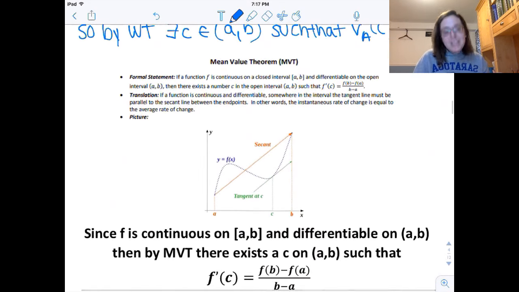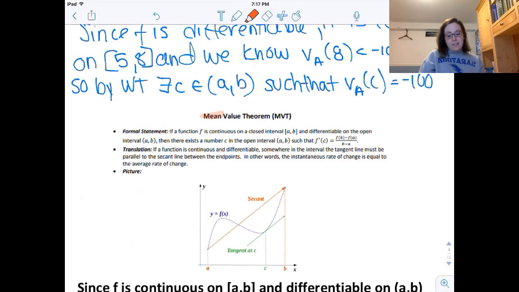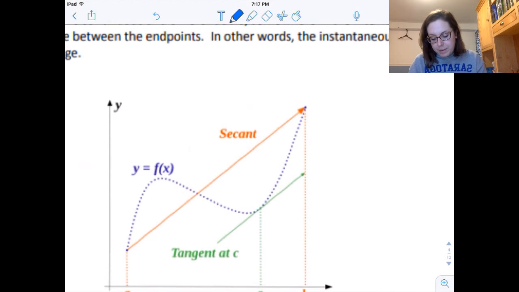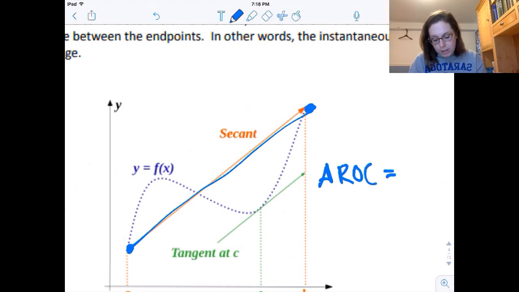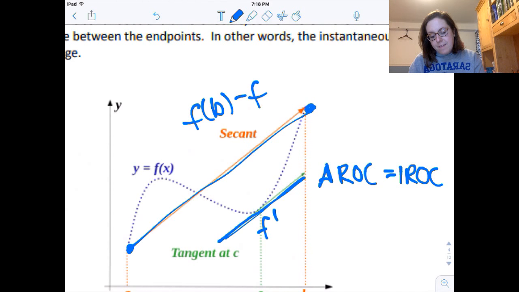So mean value theorem, mean means average, okay? So mean value theorem basically says if a function is continuous on the closed, differentiable on the open, then the slope of your secant line, which is your average rate of change, has to equal the slope of the tangent line, which is the instantaneous rate of change. Okay? So your derivative has to equal the slope of this. So this would be f prime, and this would be f of b minus f of a over b minus a.